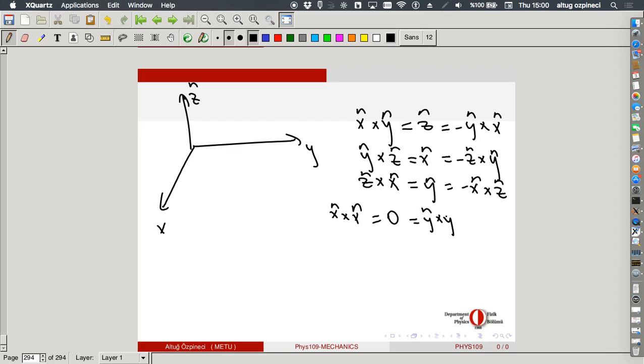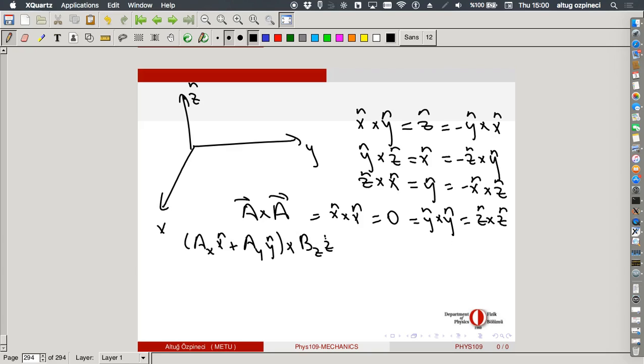y cross y is also 0. z cross z is also 0. In fact, any vector cross product with itself will always be 0, because the angle between a vector and itself is 0, and sine of 0 is 0. Now this also allows you to calculate, for example, a_x x hat plus a_y y hat cross, let's say, b_z z hat.